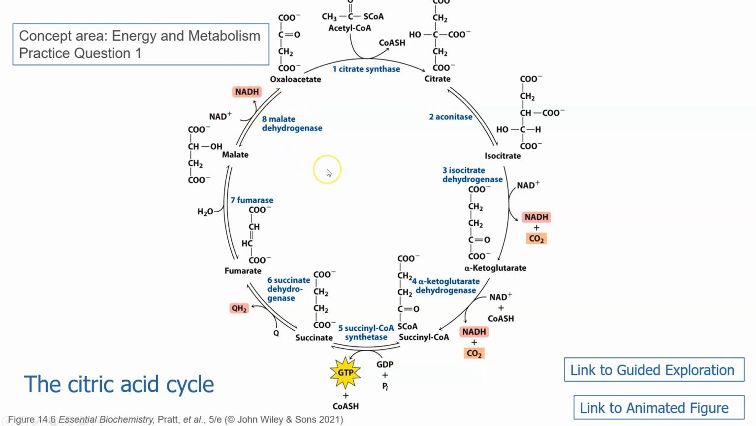NADH is one of them, and since this is the citric acid cycle and we are in the mitochondrial matrix, that NADH is going to go off to electron transport. So you're removing that product too. We have two products, and we have mechanisms for removing both of them.